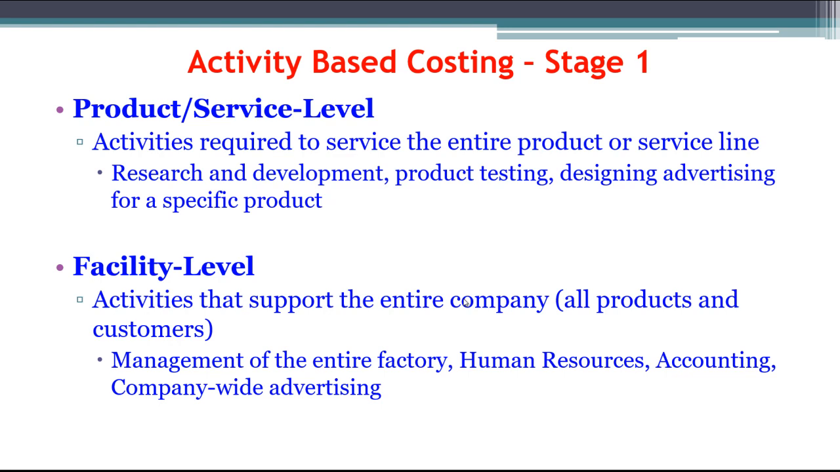And then finally we get to the facility level, which are activities that support the entire company, all the different products we have, all the customers, all the jobs, management of the entire factory. You cannot relate it to any smaller level. Human resources, accounting, just general company-wide advertising. These are facility level costs.